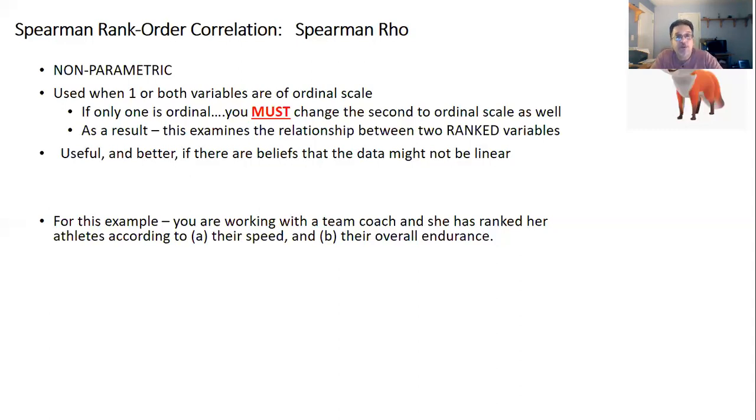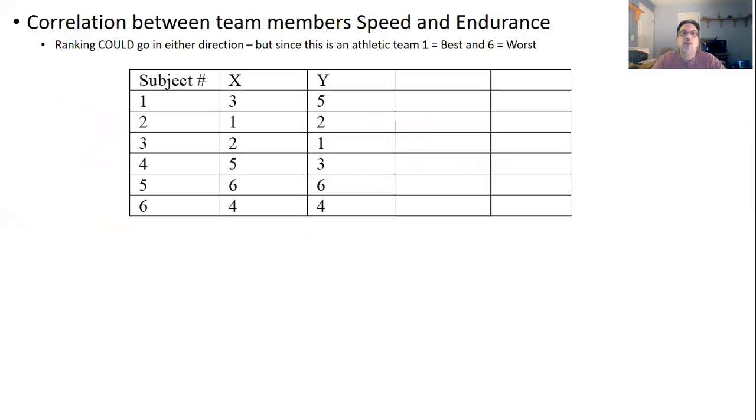Okay, so every analysis, strength and weakness, is going to be there. Okay, in this example, we're going to be working with an athletic coach, and what she has done is ranked her athletes according to their speed and their overall endurance. So she had them run a race, whatever their actual times were, she turned them into the fastest, the next fastest, the next fastest. So 1, 2, 3, 4, 5, 6 from lowest to highest, and their overall endurance, made them keep running until they dropped or quit, and then rank their endurance that way. However it was measured, these are ranked data.